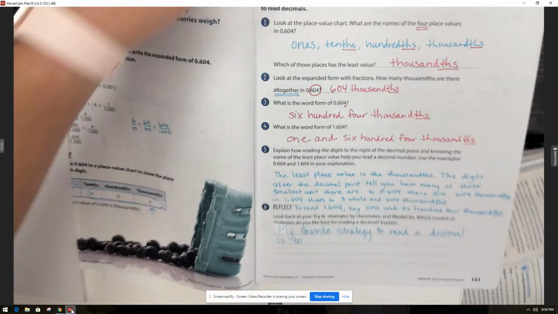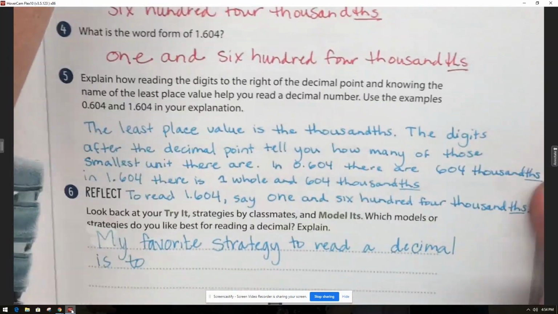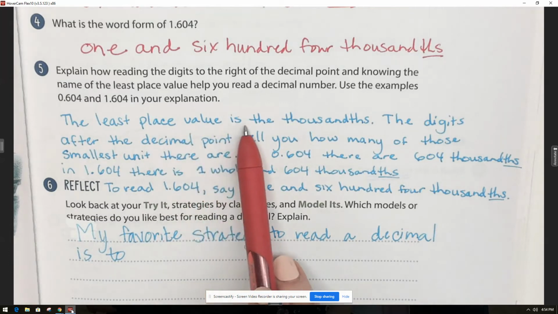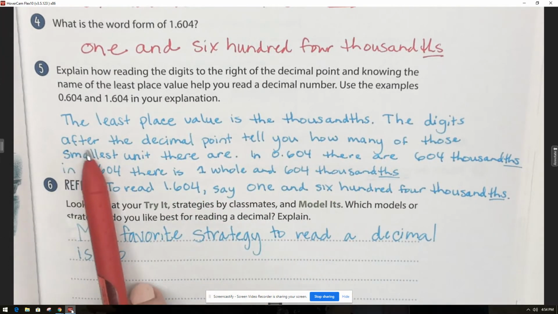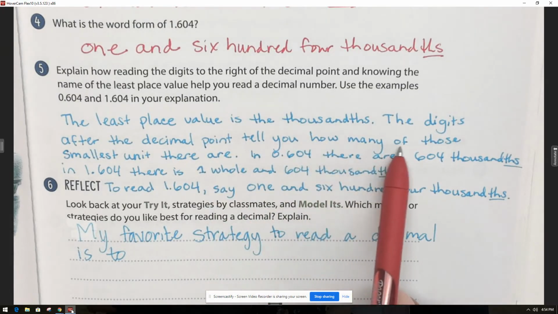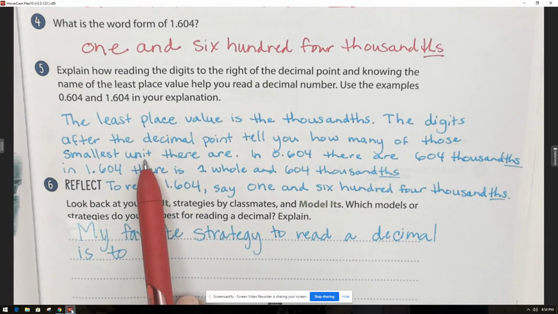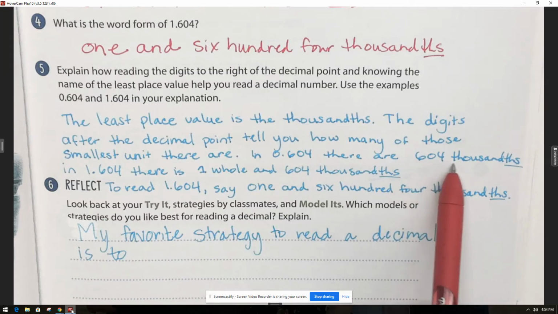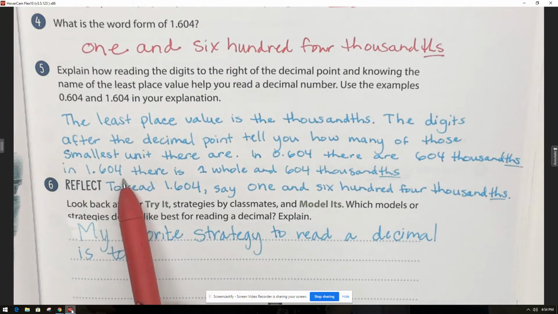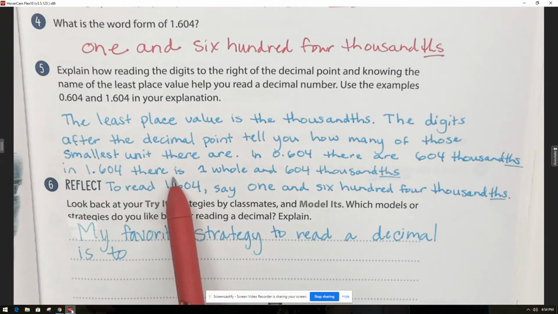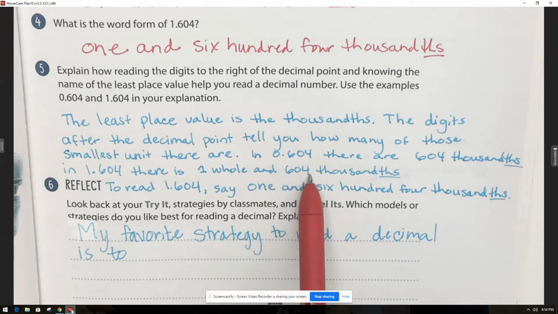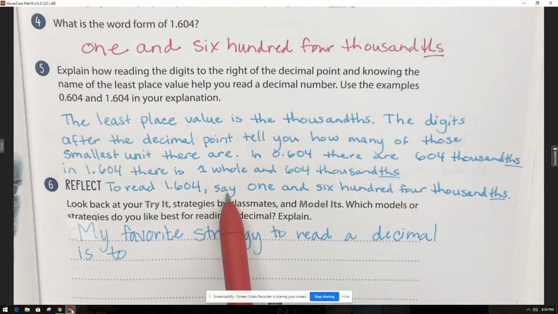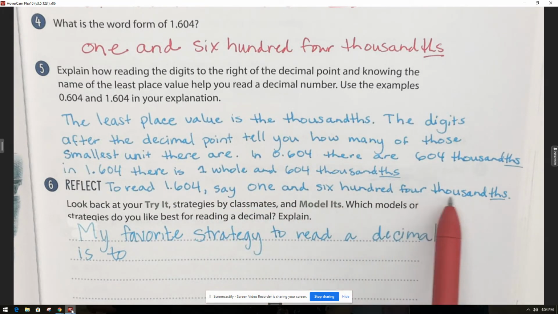So I'm going to go ahead and zoom in on this because I want to read to you what I wrote, and then I want you to be able to copy that down. So it says, the least place value is the thousandths. The digits after the decimal point tell you how many of those smallest units, or those thousandths, there are. In 604 thousandths, there are 604 thousandths. In 1 and 604 thousandths, there is 1 whole and 604 thousandths. To read 1 and 604 thousandths, you would say 1 and 604 thousandths.